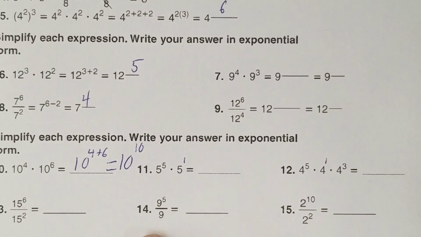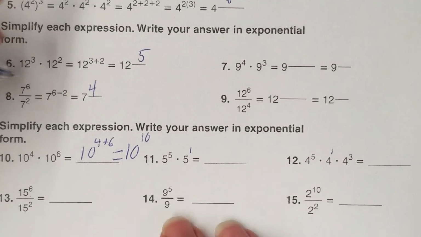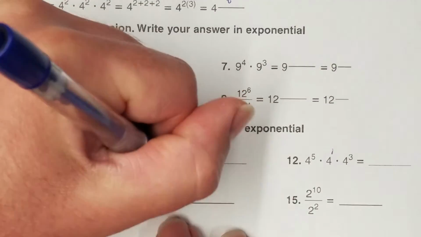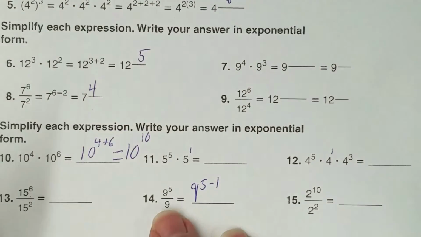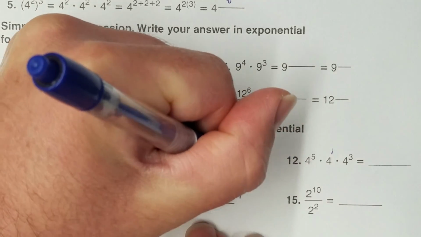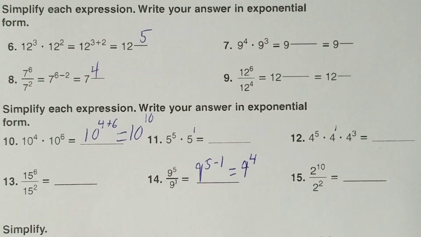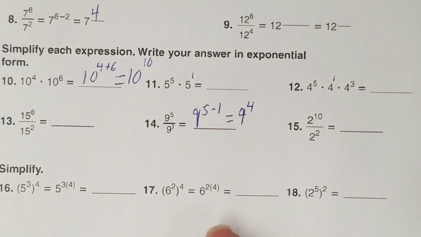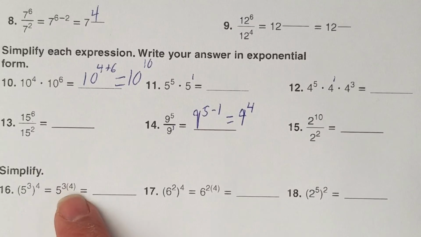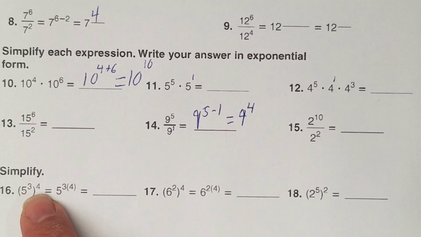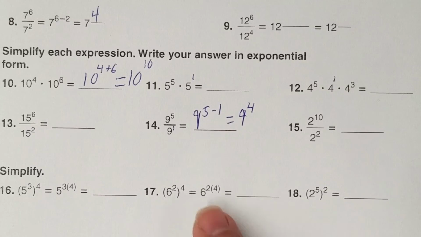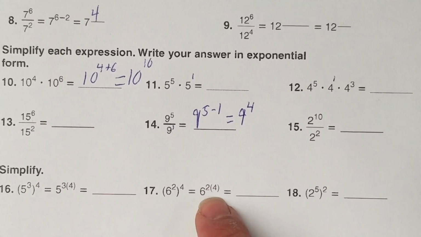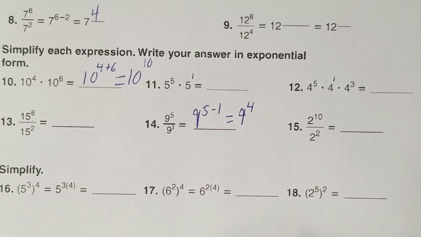For 13, 14, and 15, these would all be subtraction. So like for number 14 here, 9 to the power of 5 minus, remember that's a 1 there, 9 to the power of 5 minus 1, 9 to the power of 4. And then there's a few powers to the powers down here at the bottom for 16, 17, 18. And it shows you how to do it here. So this one, 5 to the power of 3 times 4, because you do this 4 times. This one here at the end, you would need to figure out what you're multiplying together. You should be able to see that from up above and with these first 2 here.